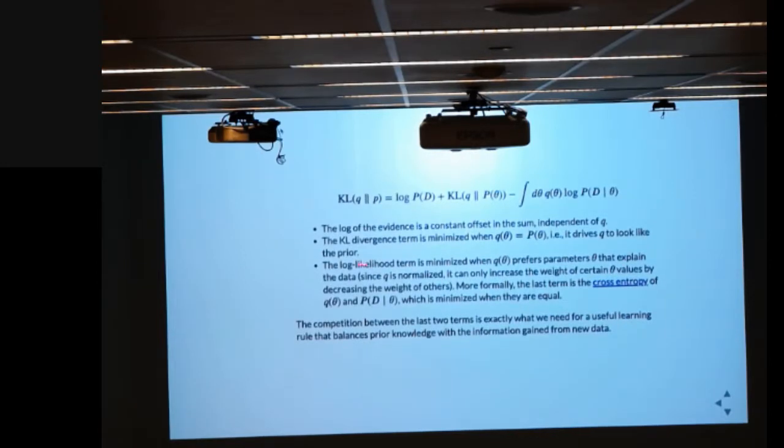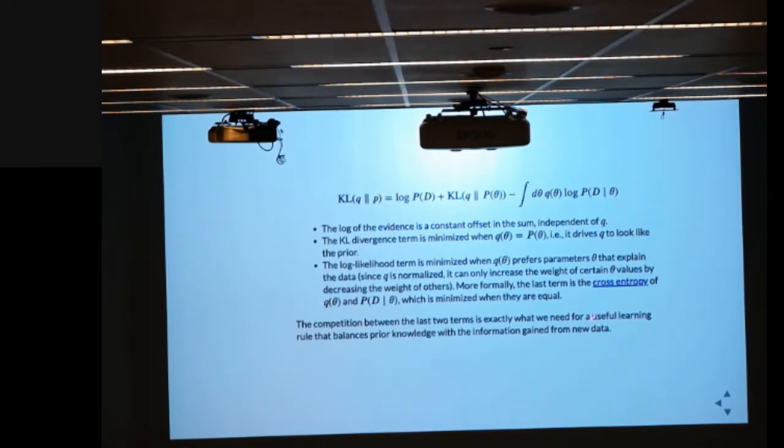So here, I just wrote down what I said for you to refer to later. But the key point here is that the competition between the last two terms is the essence of learning, of Bayesian learning. Because Bayesian learning is all about setting a competition between your prior knowledge and the information that you're getting from the new data in an optimal way.